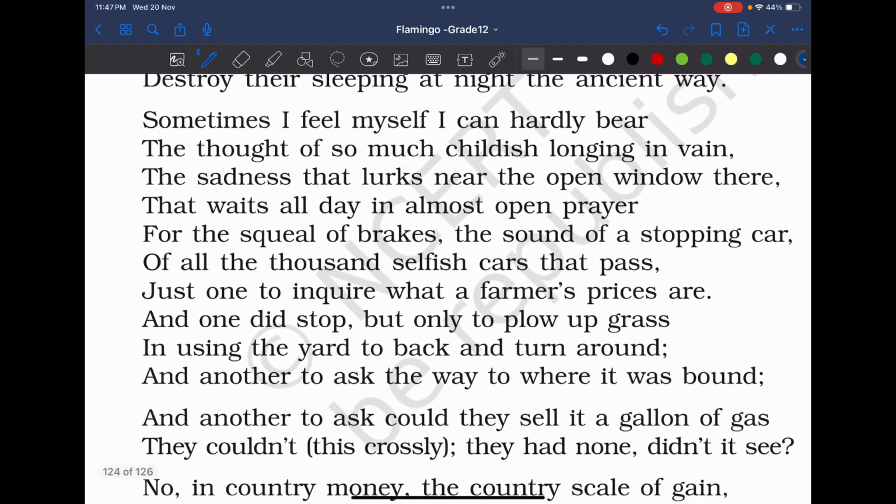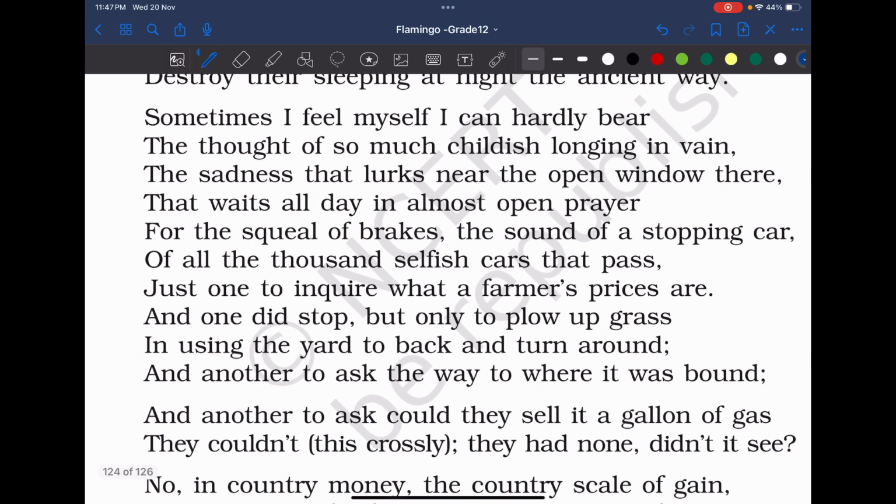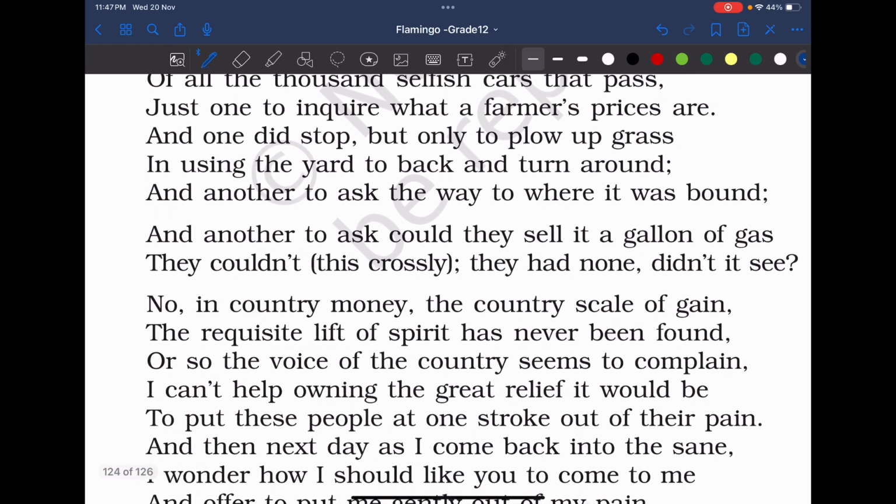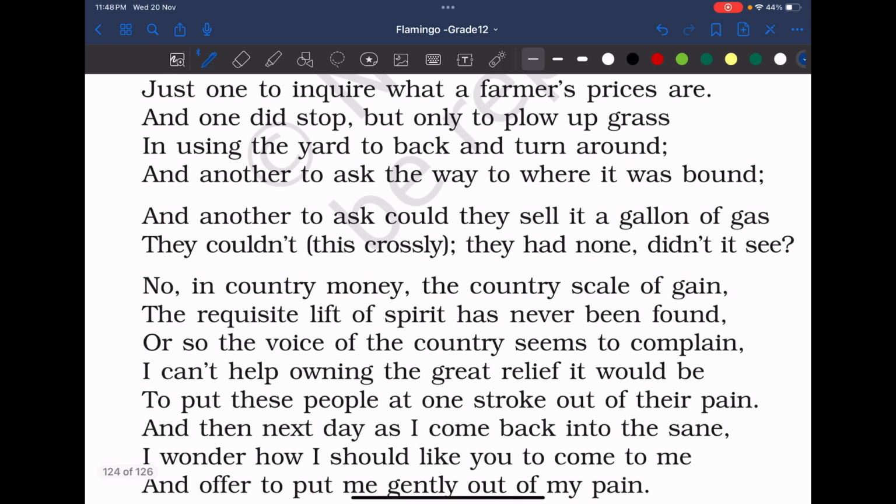Sometimes I feel myself I can hardly bear the thought of so much childish longing in vain, the sadness that lurks near the open window there, that waits all day in open prayer. For the squeal of brakes, the sound of a stopping car, of all the thousand selfish cars that pass, just one to inquire what a farmer's prices are, and one did stop, but only to plough up grass, in using the yard to back and turn around, and another to ask the way to where it was bound, and another to ask could they sell it a gallon of gas?